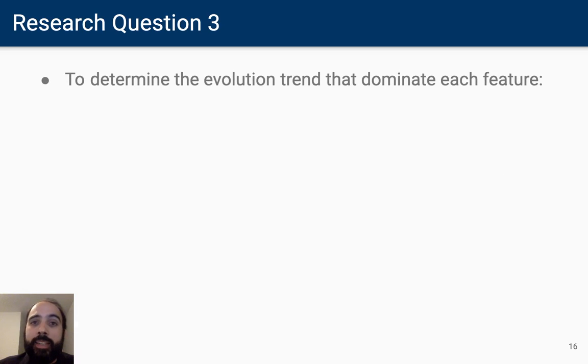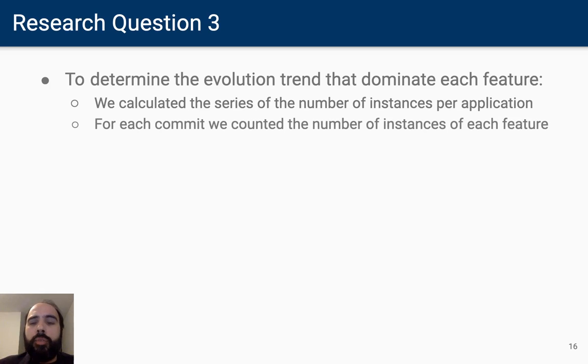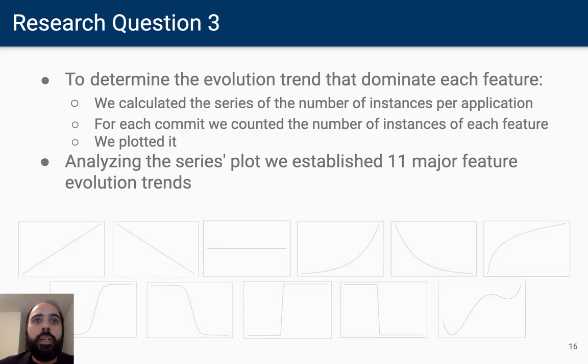To determine the evolution trend that dominates each feature, we calculate the series of the number of instances per application. Then, for each commit, we counted the number of instances of each feature, and we generated some plots. Analyzing those plots, we established 11 major feature evolution trends that we show here in those plots.